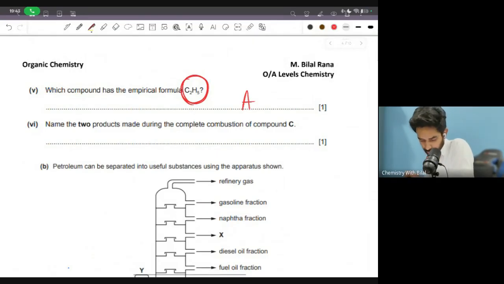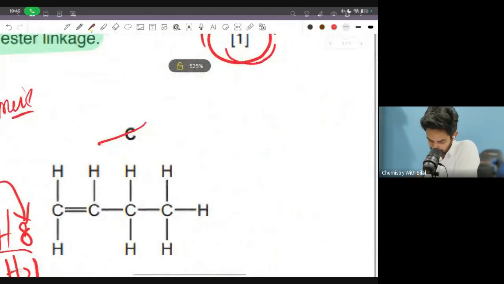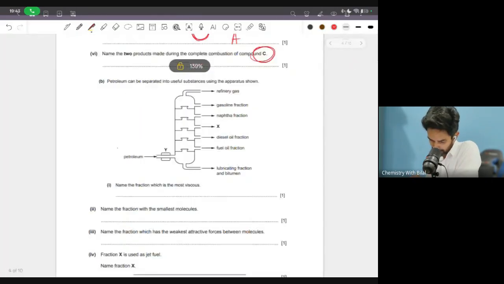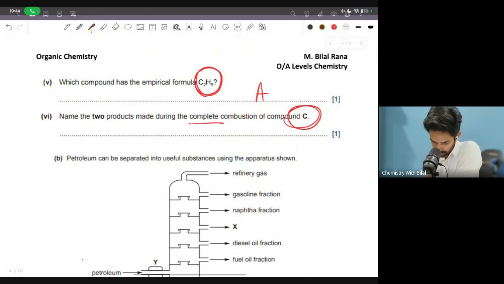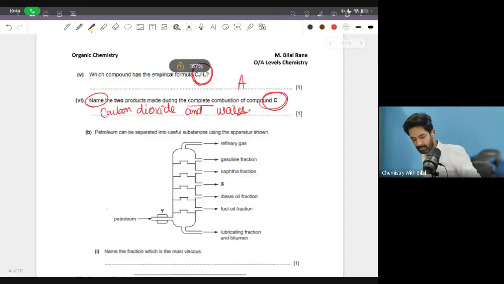Name 2 products made during the complete combustion of C. So C is C4H8. When you completely burn it, you will get CO2 and H2O. बैलेंस आप कर सकते हैं. इनफैक्ट कंप्लीट कंबशन में यू ऑलवेज गेट नेम लिखा हुआ है, तो आप लिखेंगे कार्बन डाइऑक्साइड and water. Correct? Make sense, everyone? Yes. Okay.